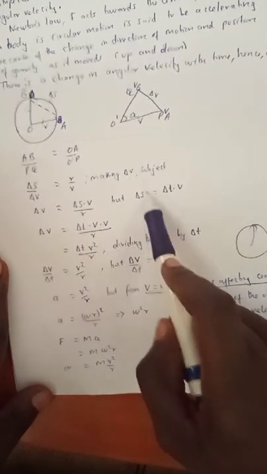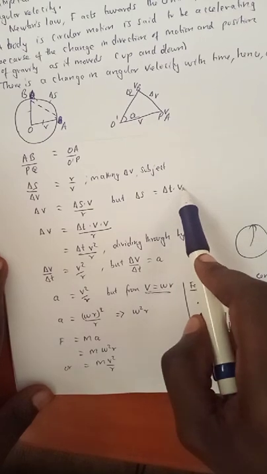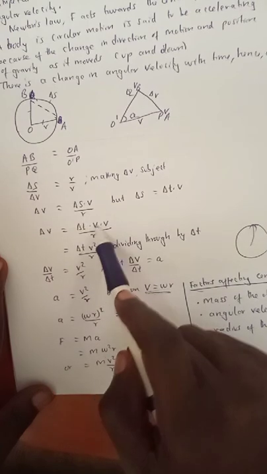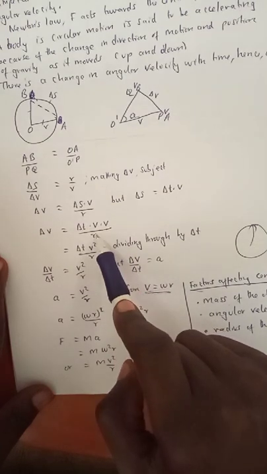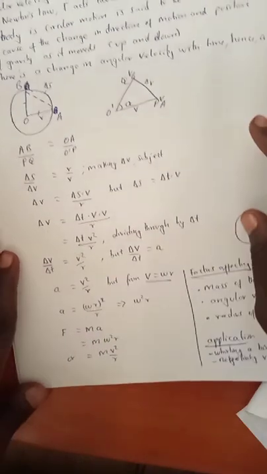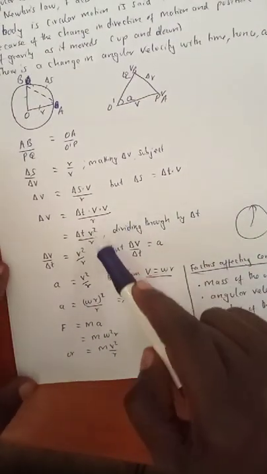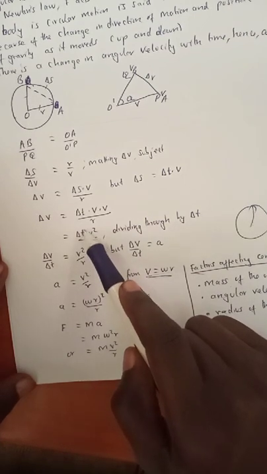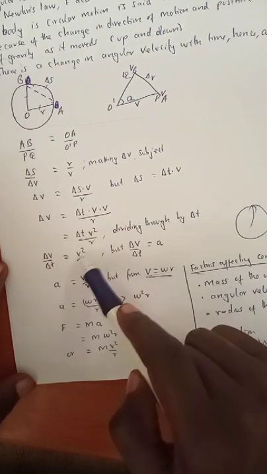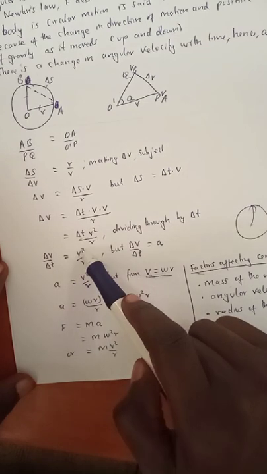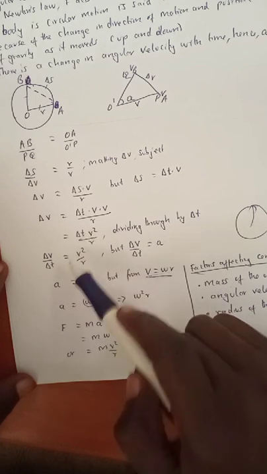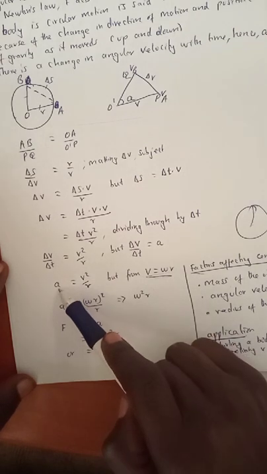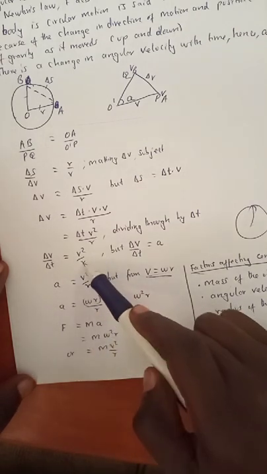But remember, distance is given by speed times time. So replacing this one with speed times time, it gives us speed times time times speed over radius is equal to change in velocity. Velocity times velocity gives you velocity squared. So then dividing through by change in time gives us change in velocity over change in time as velocity squared over r, because this will cancel. Then change in velocity over change in time implies acceleration. Therefore, acceleration is given as v squared over r.